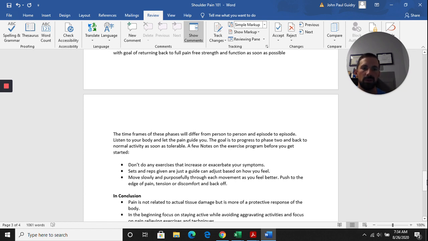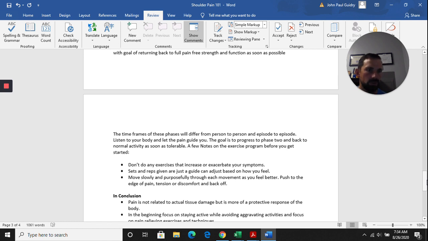A few notes, as you'll see in some of the videos that we'll put in here as well: don't force any exercises that increase or exacerbate your symptoms. Stay in a comfortable range of motion. Any sets or reps given are just a guide. Based on how you feel, use a resistance that's tolerable but challenging. Work in a set and rep number that's tolerable but challenging. Move slowly and purposefully through each movement.